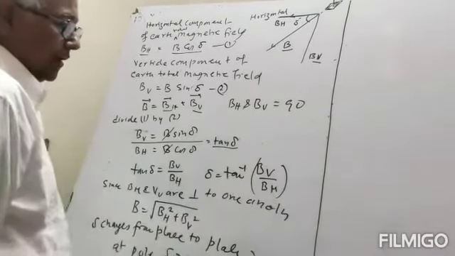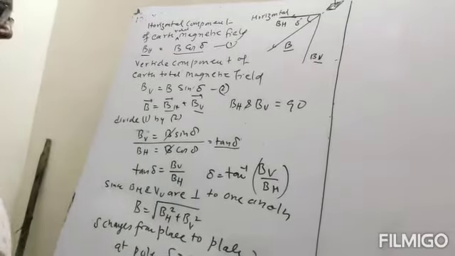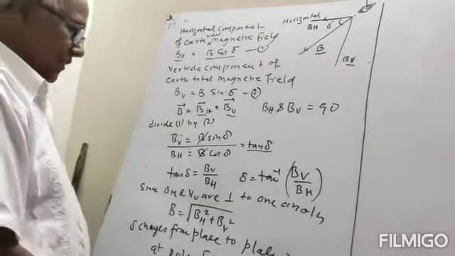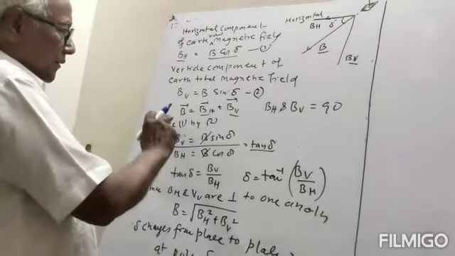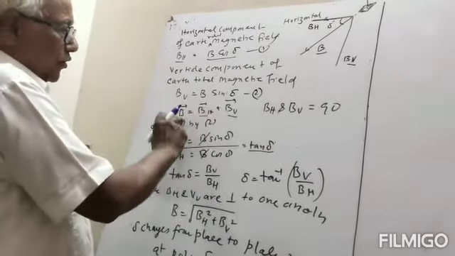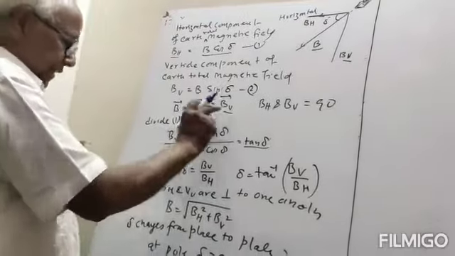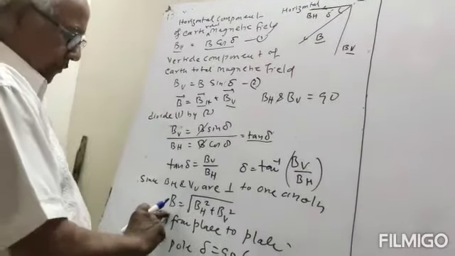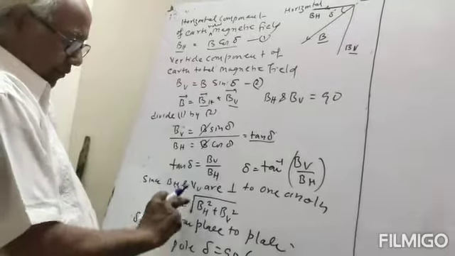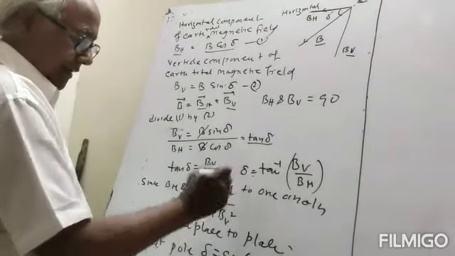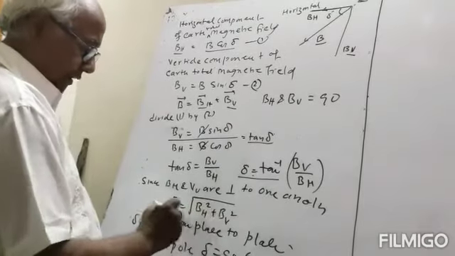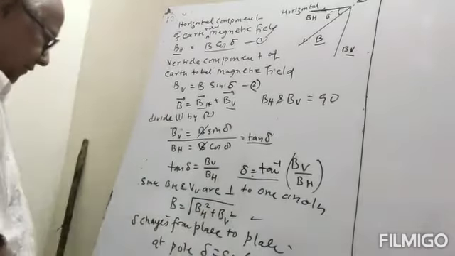So we can find the angle of dip with the help of this method. Now what will be the total magnetic field? We know that B is equal to BH plus BV, so the magnitude of B will be equal to the square root of BH square plus BV square. Direction is given by delta, and the total B will be given by this.